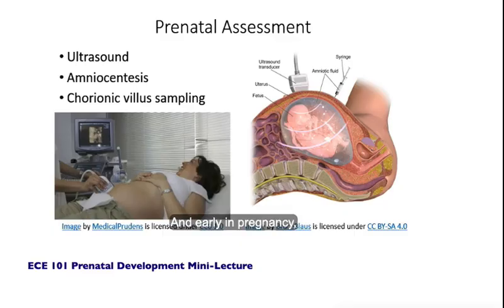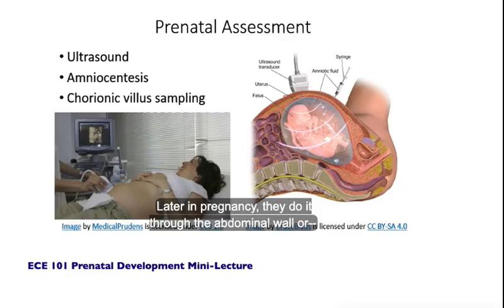And early in pregnancy, they actually do transvaginal ultrasounds, which is done through the vagina, because the embryo is so small. That gives a better picture. Later in pregnancy, they do it through the abdominal wall, which is a transabdominal ultrasound. They can check for growth, defects, problems, help determine the age of the fetus, where the placenta is, what position the fetus is in, heart rate, the amount of amniotic fluid, and in the instance of multiples, whether or not there's more than one fetus or embryo.